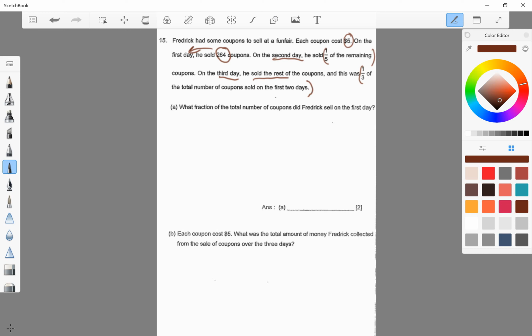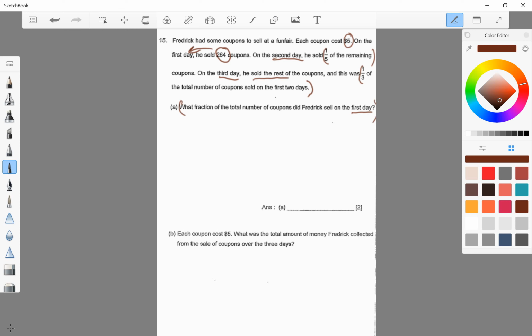Okay, let me just repeat this again. This was 1/3 of the total number of coupons sold on the first 2 days. So there's a little bit of a trick there, but let us identify how to unpack this question. And the first part asks us to find the fraction of the total number of coupons. As in, they're asking us what fraction of the total number of coupons did Frederick sell on the first day. Okay, so fraction of the total on the first day.